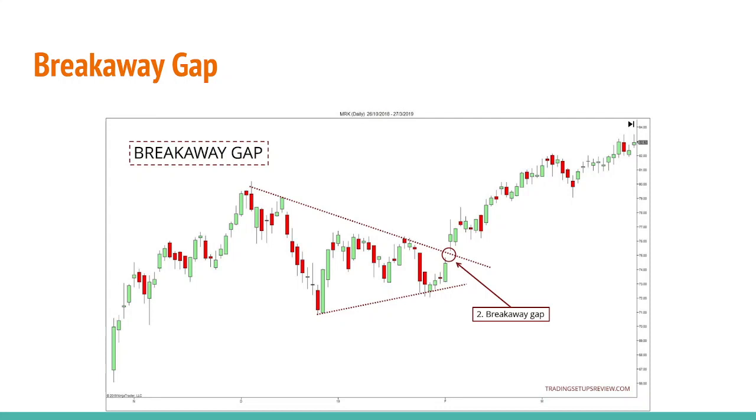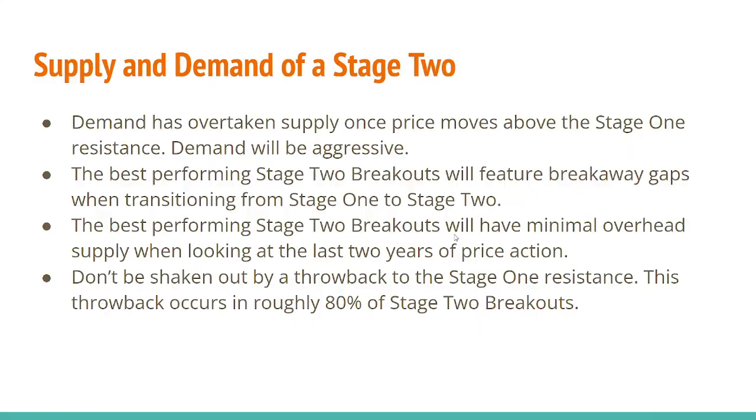In this case, this is a chart of Merck. And that strong institutional interest can be seen by that breakaway gap. Their demand was so strong that price did not even trade at these levels. It immediately went up higher. The best performing Stage 2 breakouts will have minimal overhead resistance, also known as supply, when looking at the last 2 years of price action, and we'll have more of that when we go through our chart examples.